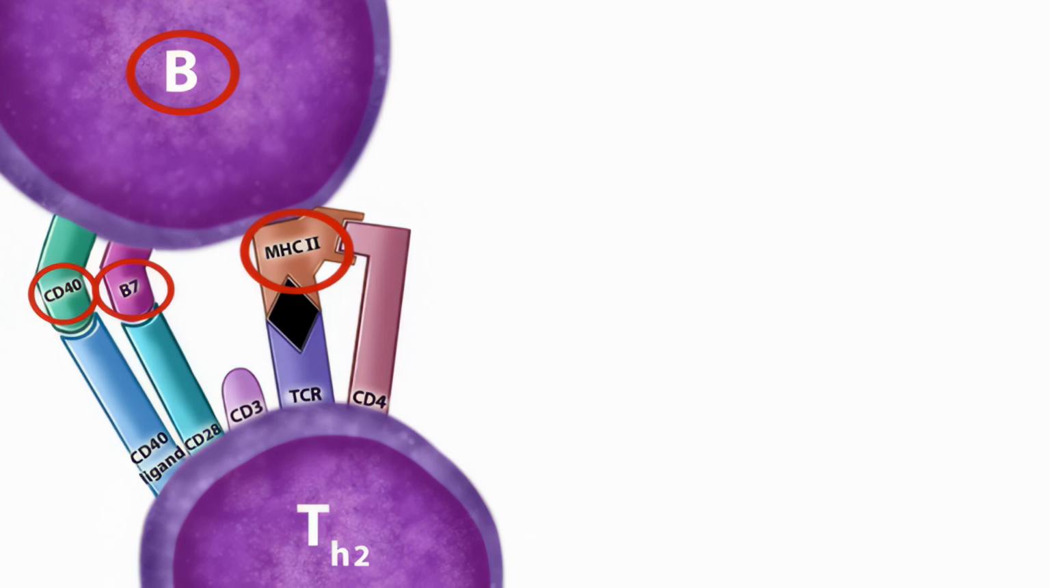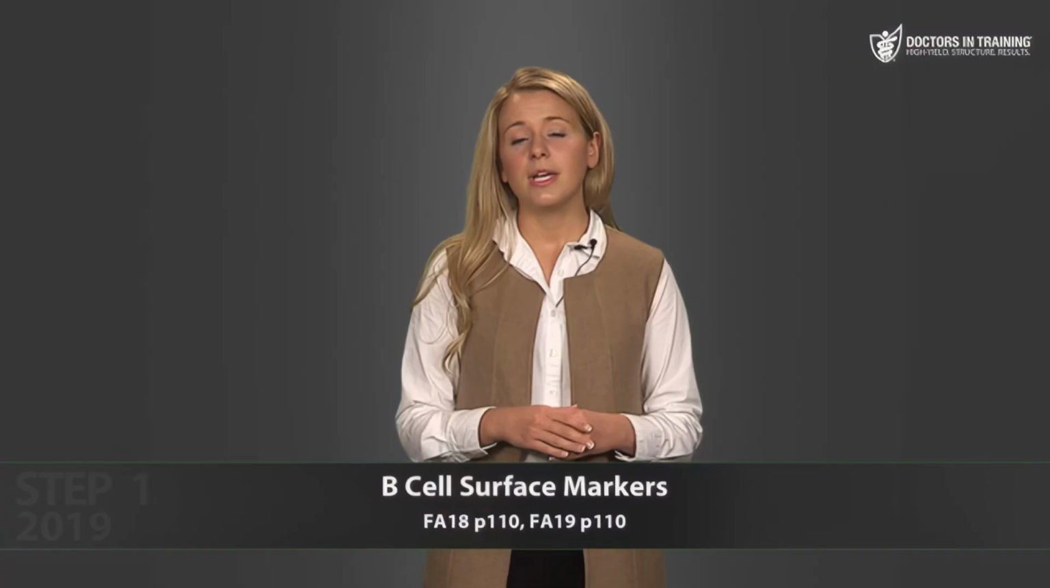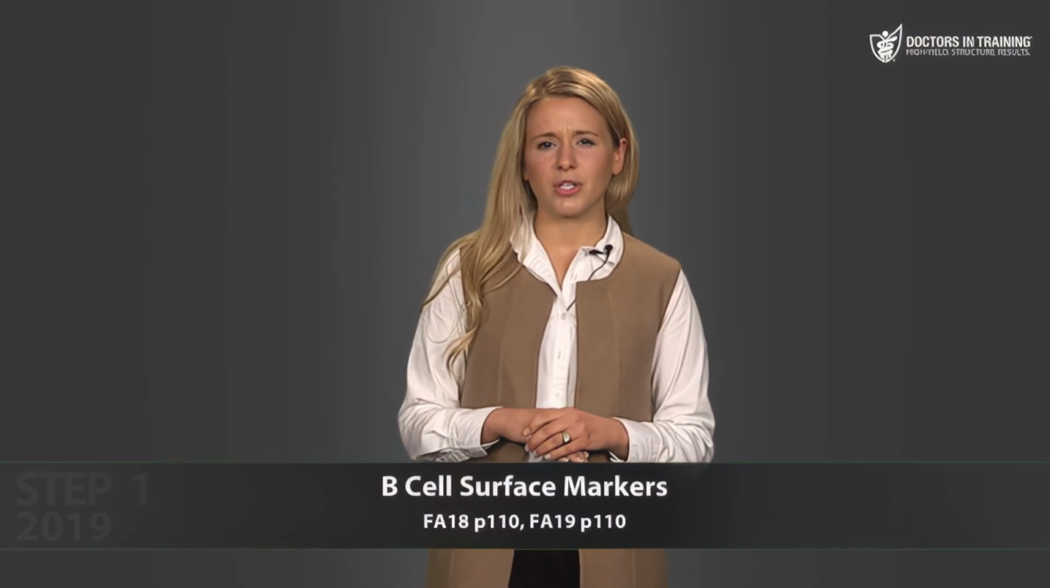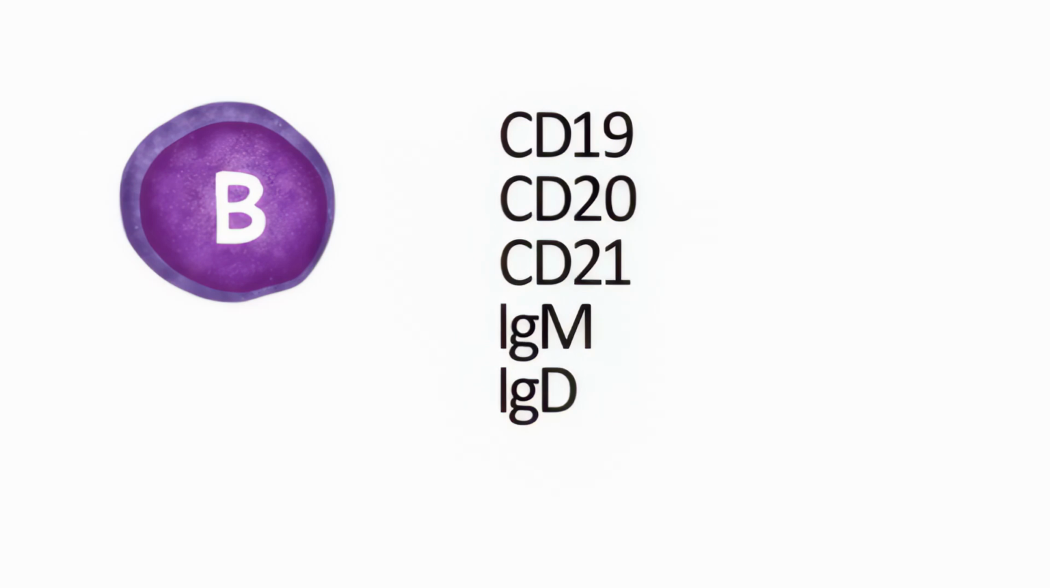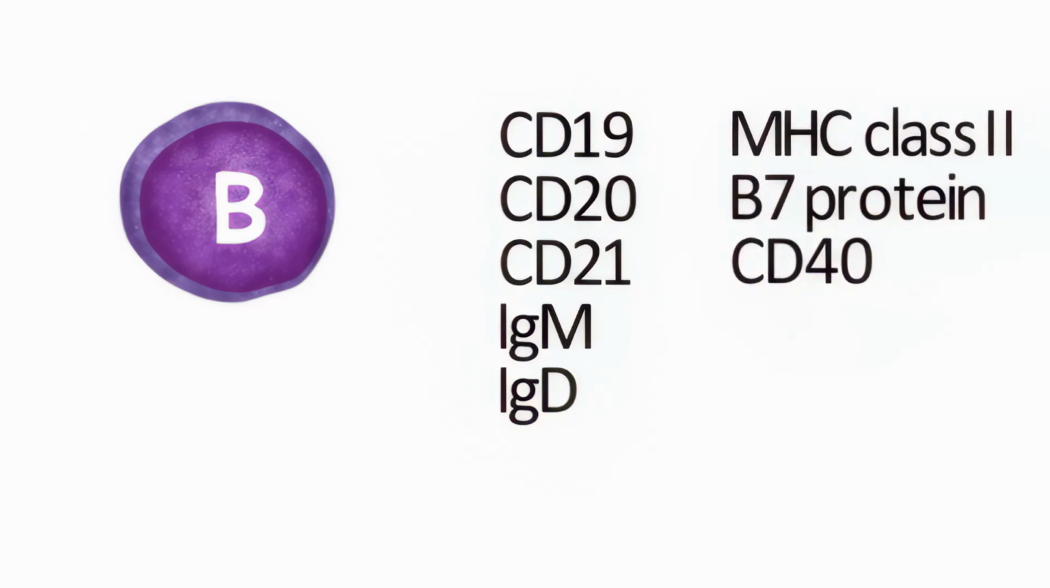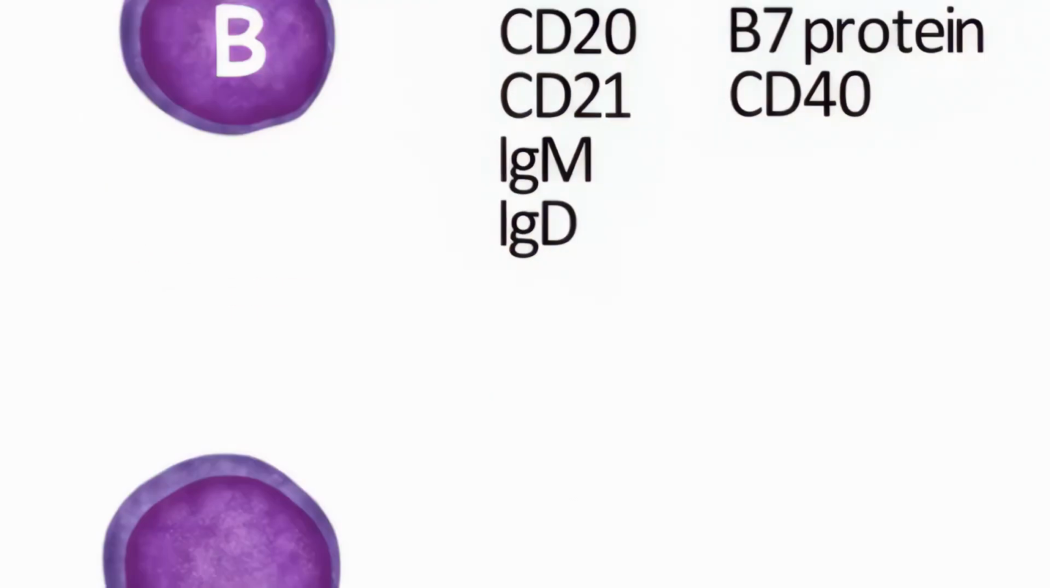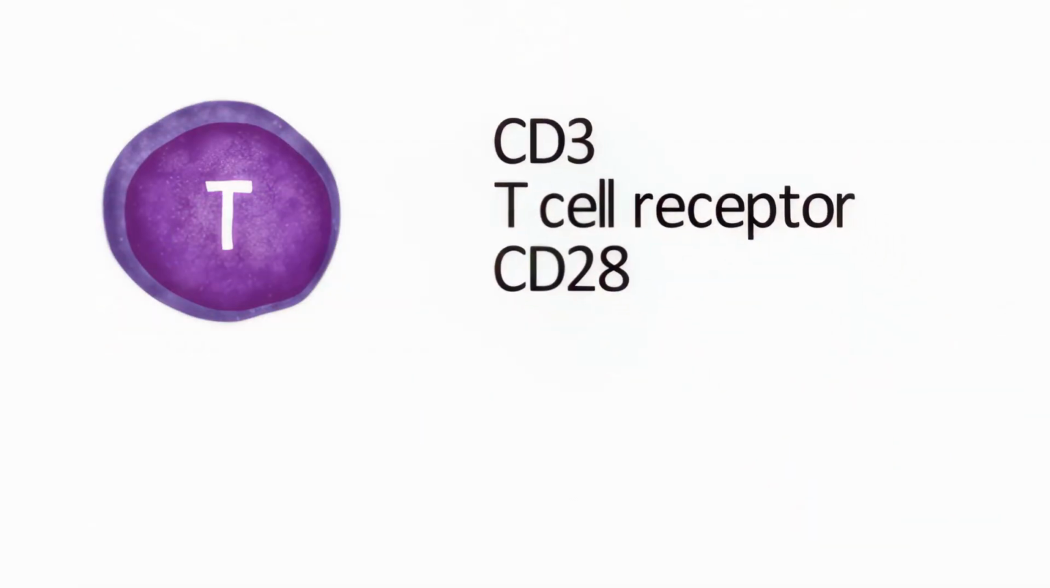So there are signals for the B cells to activate T cells and signals for the T cells to activate B cells. While we're here, let's talk about the surface markers for other cell types. So these are the surface markers we just covered in B cells: CD19, CD20, CD21, IgM, IgD, MHC class II, a B7 protein, and CD40. Then, T cells have CD3 and a T cell receptor, and also CD28, which is what binds to the B7 protein on the antigen-presenting cell.